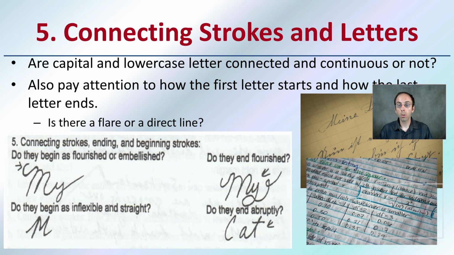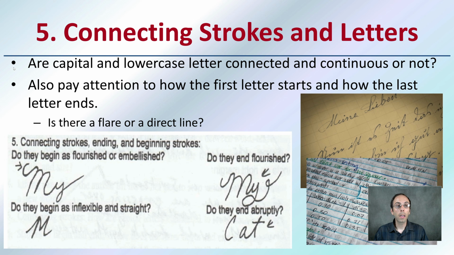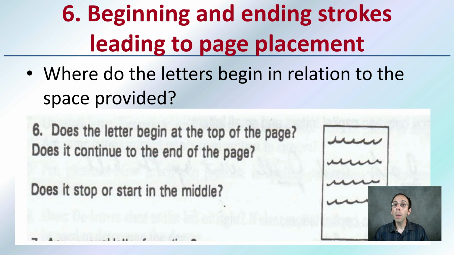Then connecting strokes or letters. So are the capital letters and lowercase letters connected or continuous or not? As I mentioned before, we can see some of that. Also pay attention to how the first letter starts and also how the last letter ends. Is there a flare? Is there a direct line at the end? Do they add a flourish, it's called? Is there an abrupt ending? Is there a stroke to begin a flourish to start the word, start the letter, I should say? So you're looking at where their connections are, where their strokes are in their letters. Beginning and ending strokes lead to the page placement.